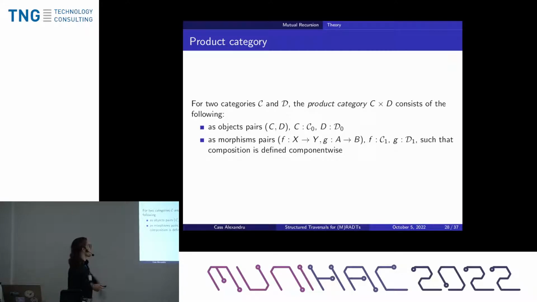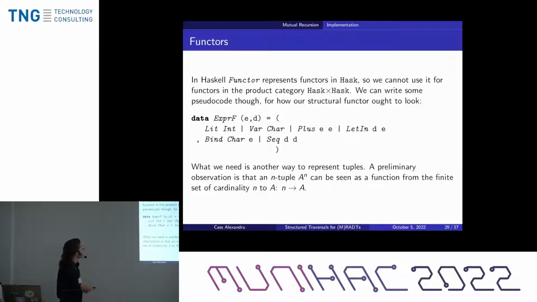And then a brief excursion to category theory again. If we have two categories, we can construct a product category so that arrows in that category are basically pointwise arrows in the constituent categories. But sadly in Haskell, at least the functor type class is only for endofunctors in Haskell itself, so you cannot construct the product category.